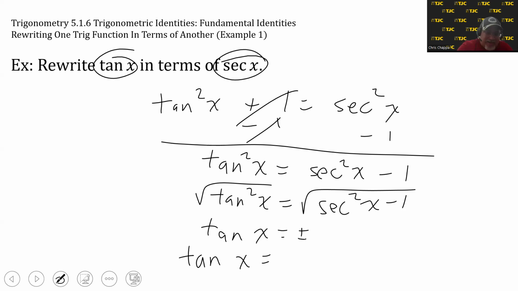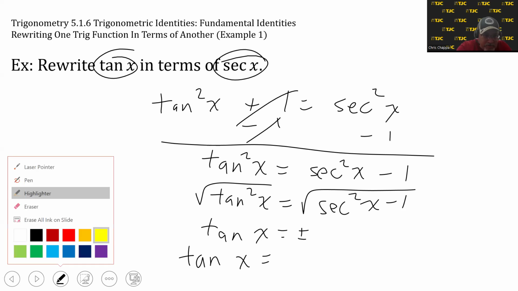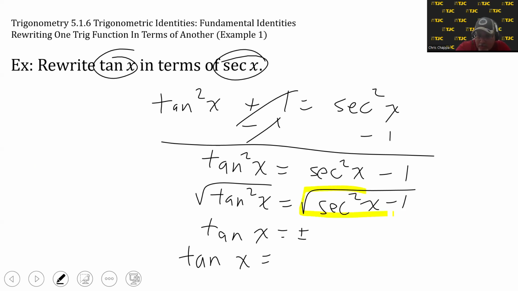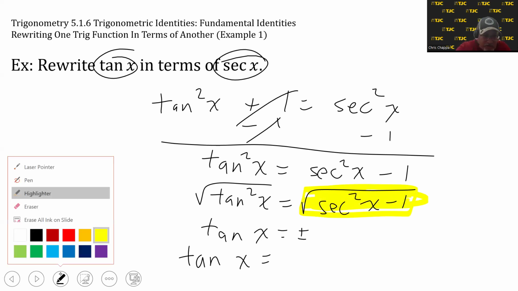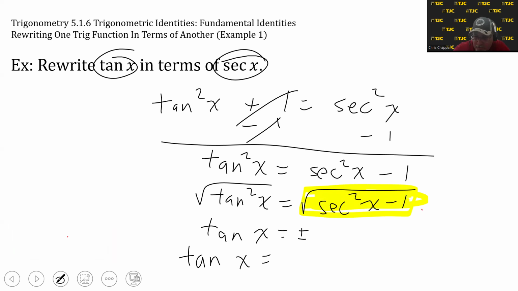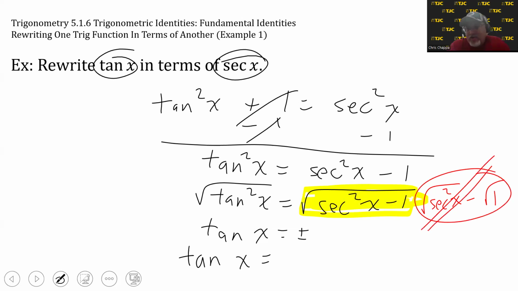The second thing is what you can't do, and what you can't do is split the square root up. There's a temptation, whenever you see a square root over an addition or subtraction problem, to split it up into two square roots. In this case, the square root of secant squared x minus the square root of 1. The problem is you can never split up a square root across a plus or a minus.